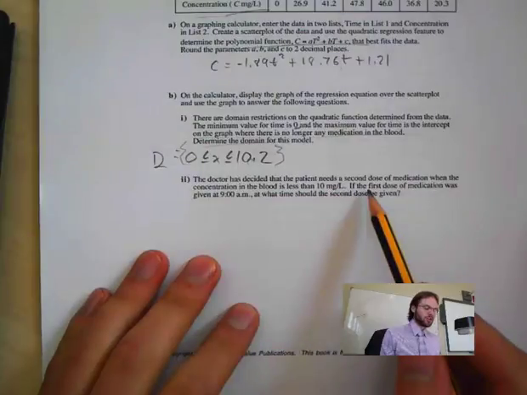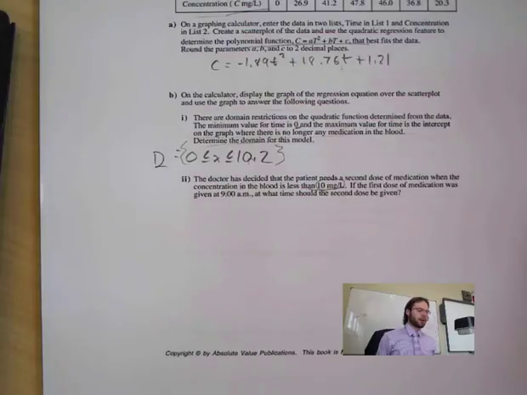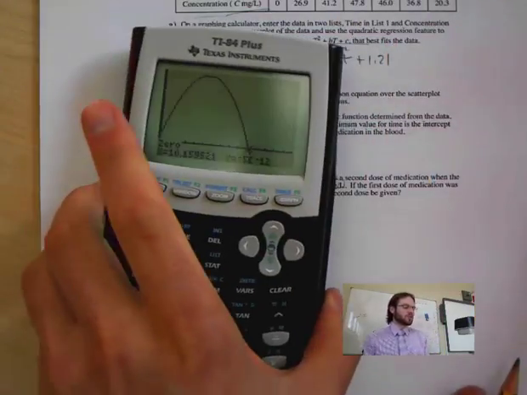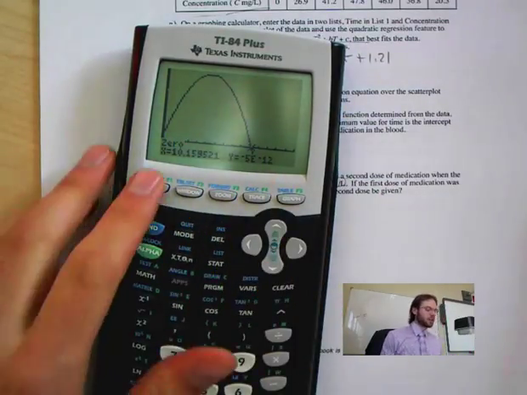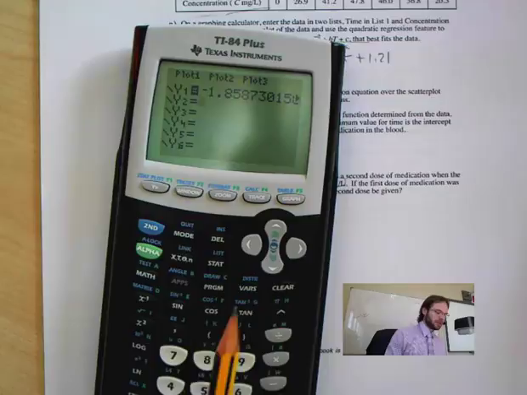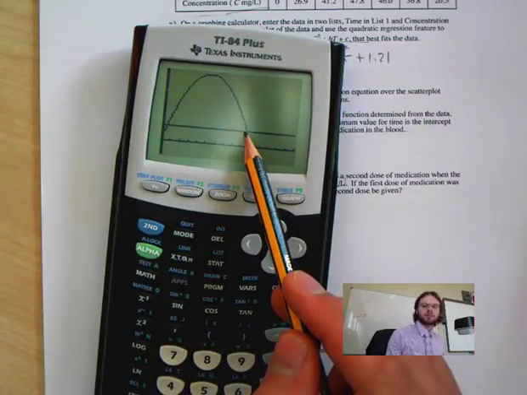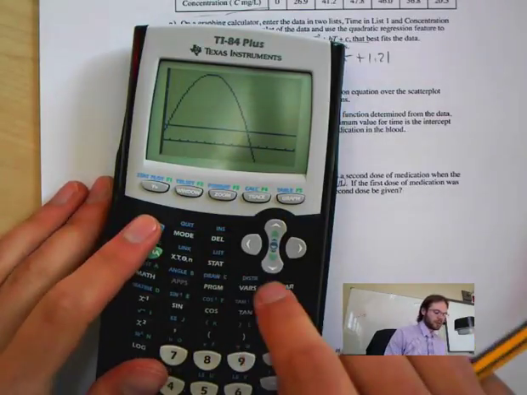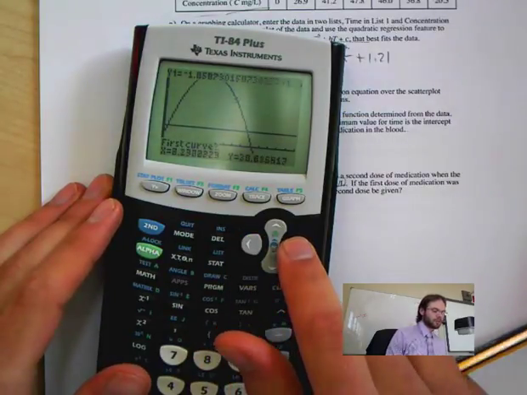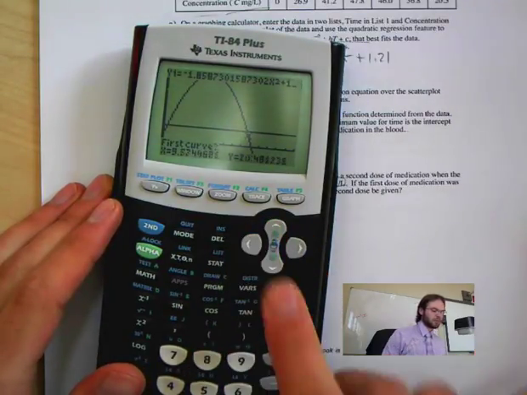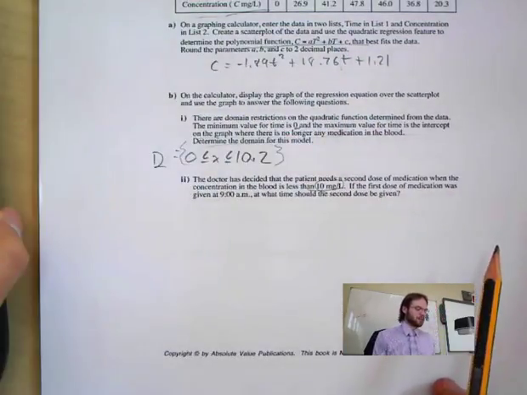So let's take a look at number 2. It says the doctor decided that the patient needs a second dose every time that the concentration is less than 10 milligrams. So every time it's less than 10, my y value, we want to know where 10 milligrams is on this. It's going to take us forever to check, so I'm just going to put my y value as 10. So we want to know where it's equal to 10, and then he adds more. So we're going to have to go second, calculate, and find the intersect. We want the first curve, more or less where it is, and we're about here. Enter, enter. When y is 10, we get 9.6.